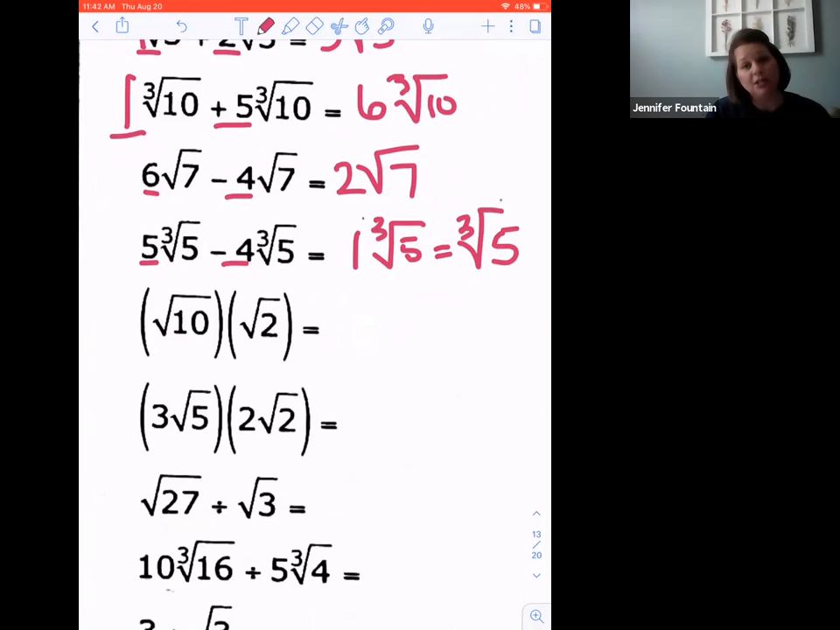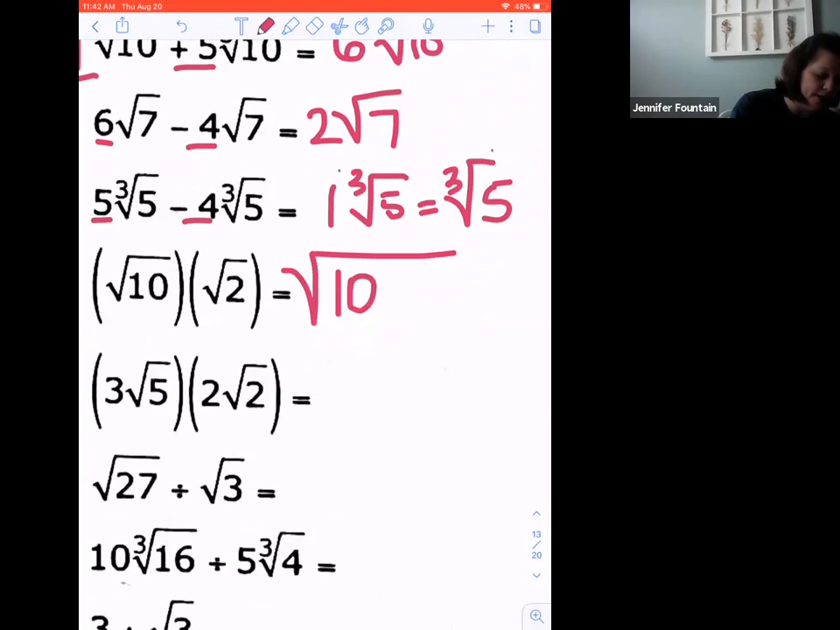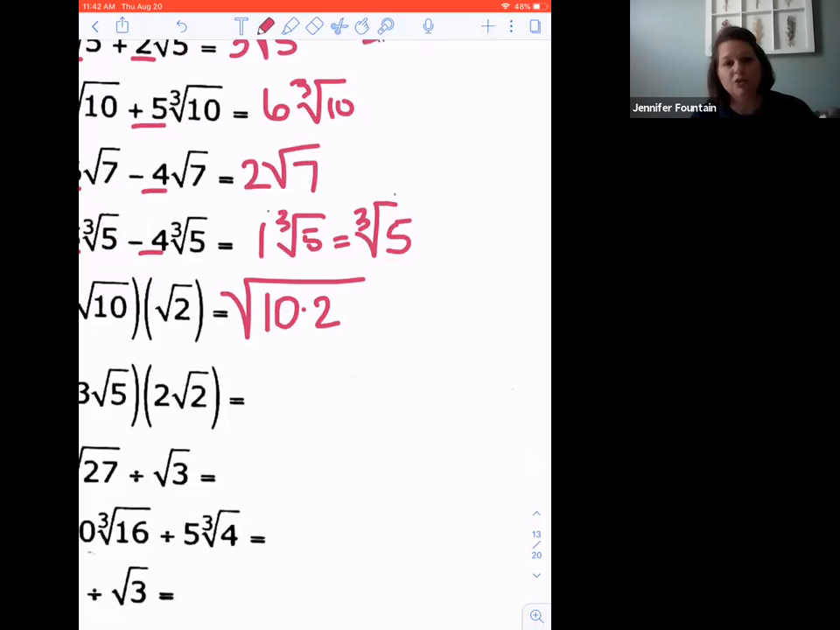So that's addition and subtraction. Now let's look at multiplication. Remember, when I'm multiplying my radicals, they do not have to be the same, and I'm going to combine them under the same radical sign. So I have 10 times 2. If I multiply these together, 10 times 2 is 20, and there is not a perfect square of 20. So before I even multiply them together, I want to list these as prime factors.